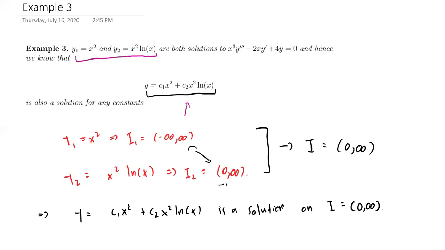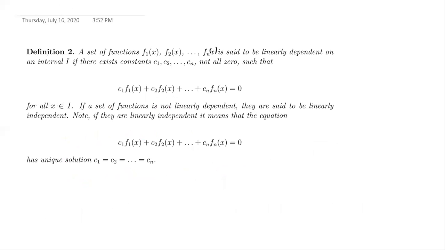Okay. And that's basically how you apply that theorem. Given any number of solutions, find the interval of definition on which all of them are solutions, and then any linear combination of them is going to be a solution on that interval of definition. Now, that's the superposition principle.